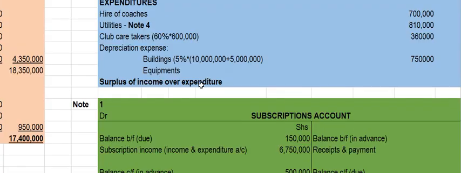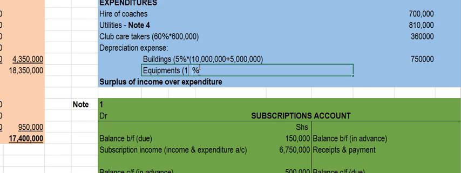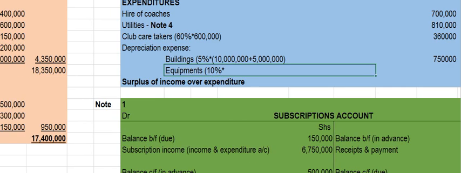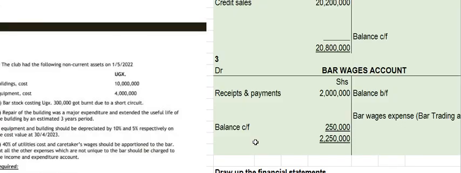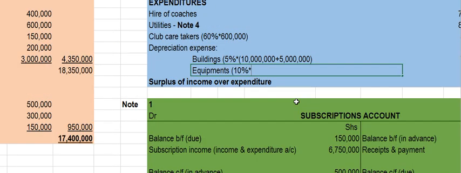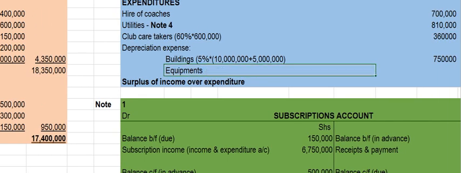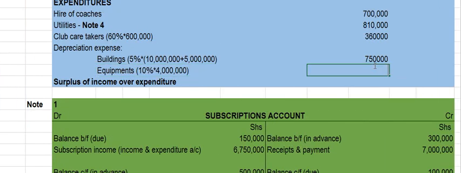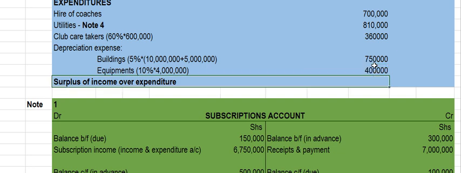Then for the equipments, you depreciate the equipments. So there is a 10%. 10% times how much depreciation of the equipment? 10% of 4 millions. That's how much? 10% times 4 millions. That gives us 400,000 as the depreciation expense.